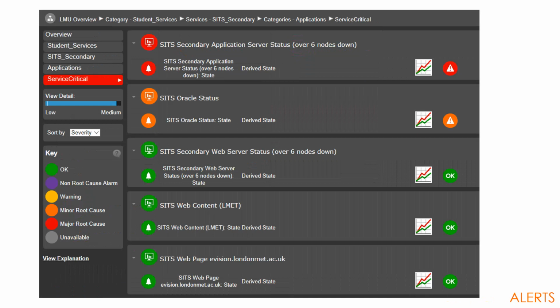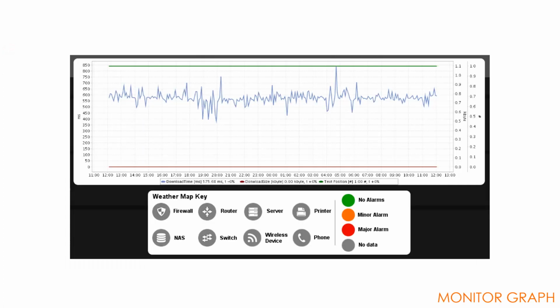This dashboard lists the alarms raised against the service being investigated, along with the effect they are having upon it. Once you have drilled down to this level, you can be assured that the alarm identified is the root cause of your problem. To show the detailed history of the measurements behind the alarm, I will now click on the graph icon next to the alarm of interest. You can now see the history graph.